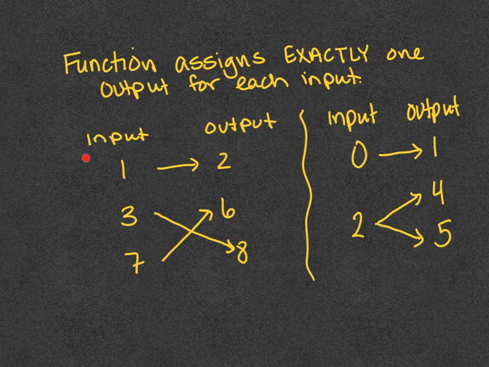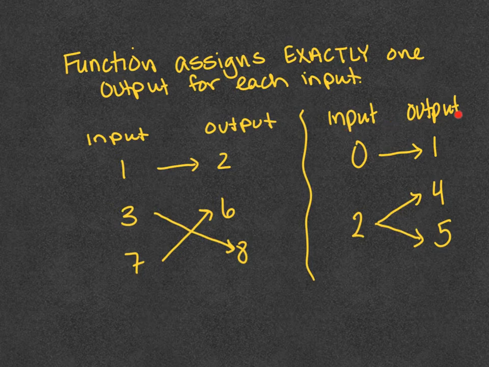So if I were to look at these inputs and outputs, 1, we don't know what rule was applied to it, but whatever rule was applied to it, it gave an output of 2. 1 does not have any other output out here, so that's good. If it did, we don't have a function. In this case, 1, the input, has only one output. 3 has only one output, 8. 7 has only one output, 6. So because each input has only one output, it is a function.